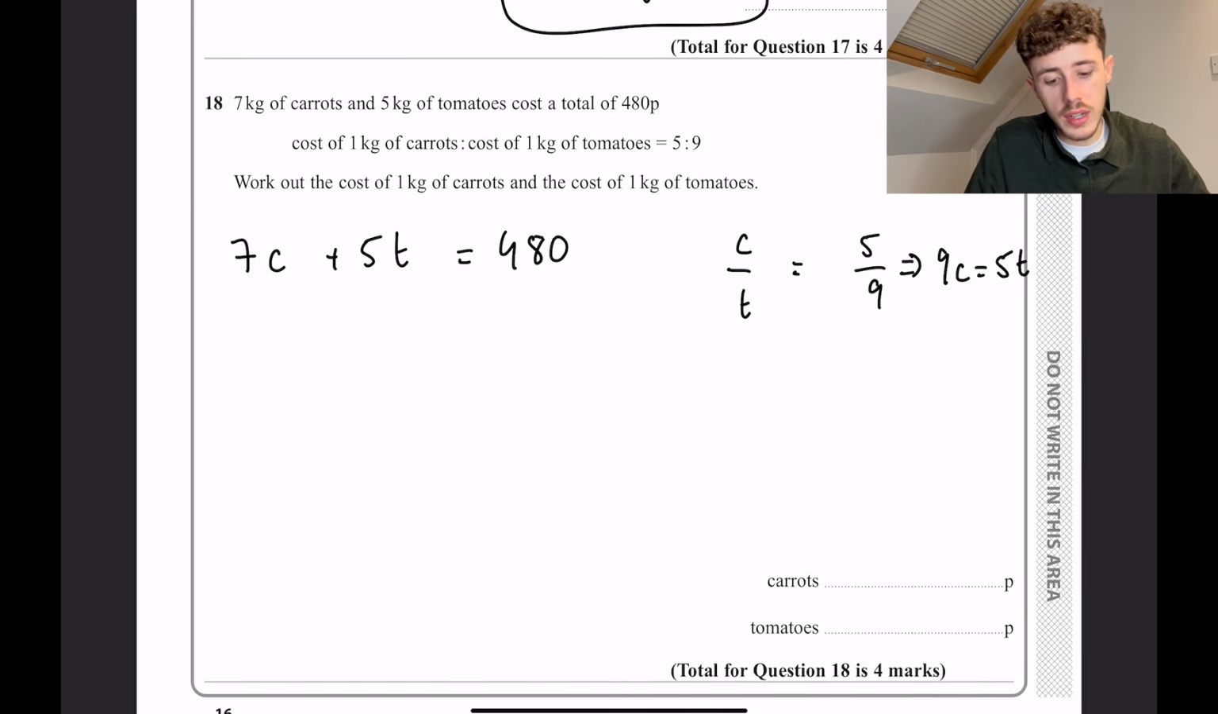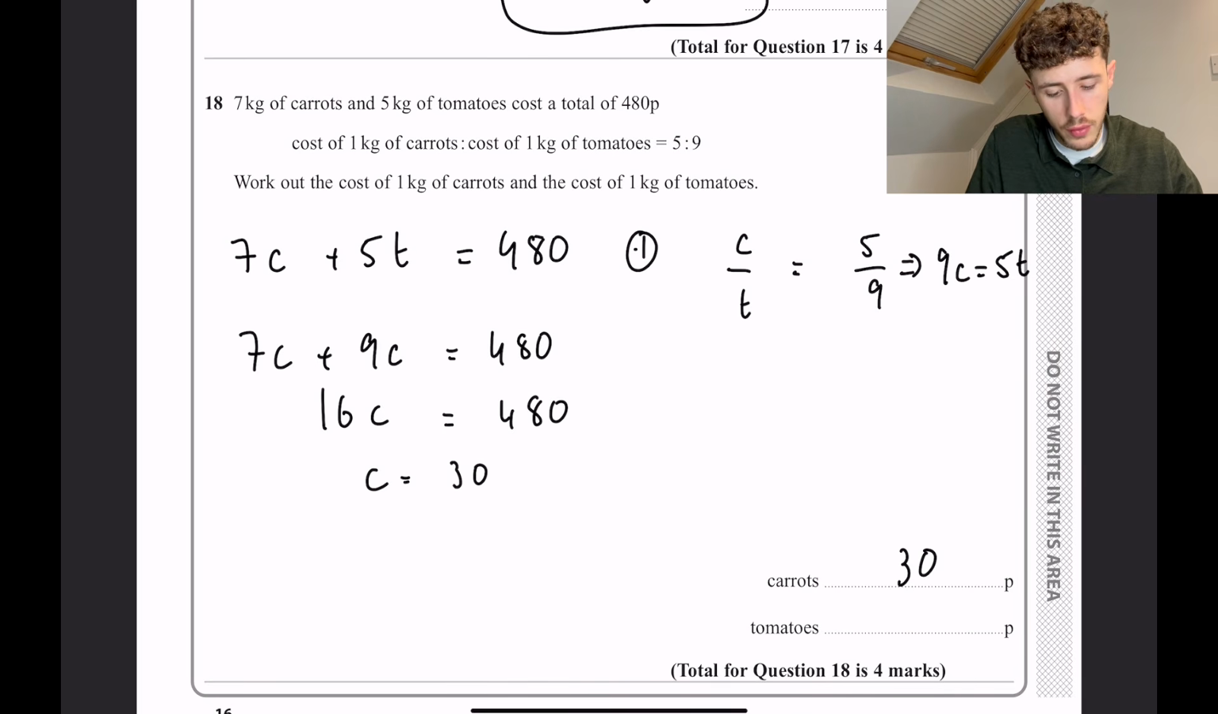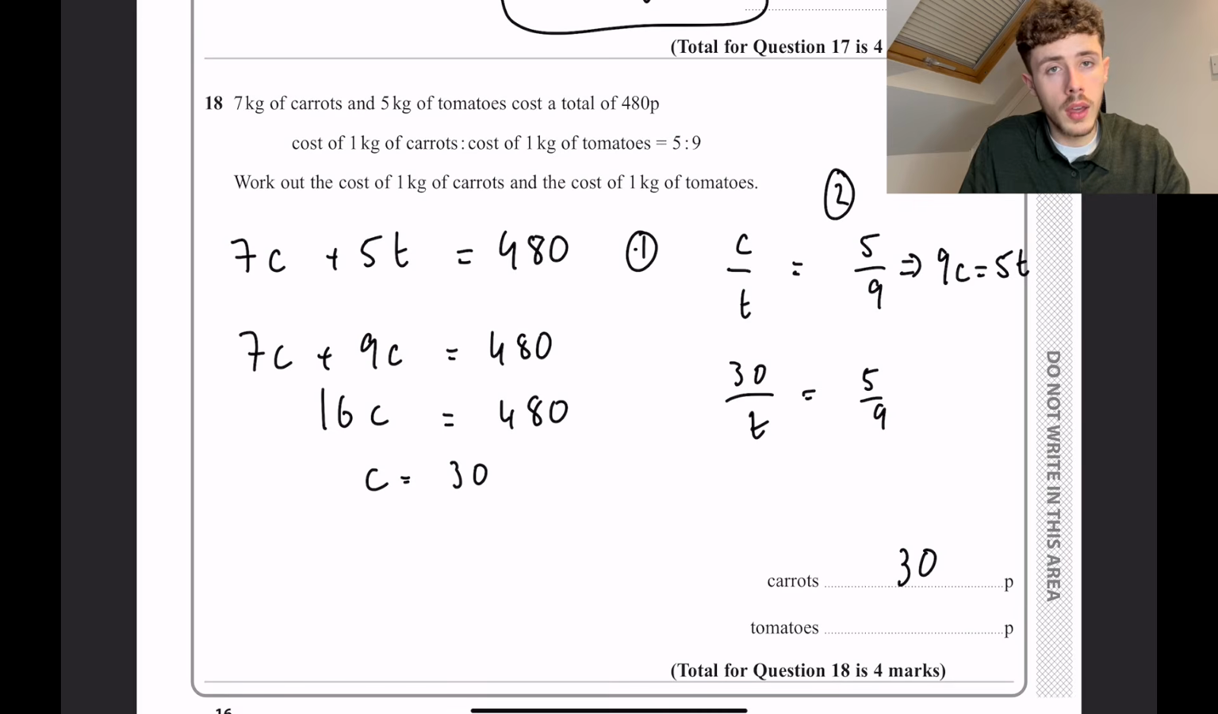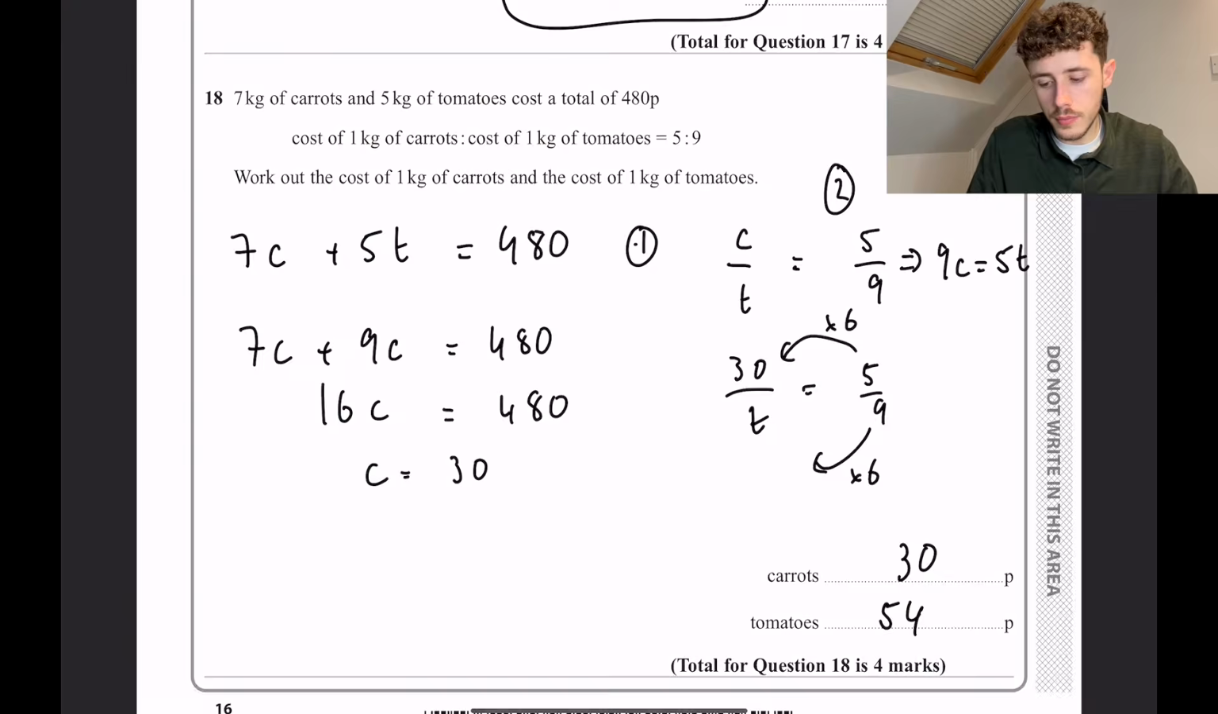This helps us quite a lot because in equation number 1, we actually have 5t, so we can just substitute in the 9c straight away. So this is now going to be 7c plus 9c is equal to 480. Adding those up is going to be 16c, so c is 30. So a kilogram of carrots is 30p, and then all we have to do is substitute it back into one of them to work out how much 1 kilogram of tomatoes costs. It's probably easier if we sub it into equation number 2, because with 30 over t and 5 over 9, you can see that to get from the 5 to the 30 we multiply by 6, so it's going to have to be the same, meaning that the tomatoes are going to be 54p each.